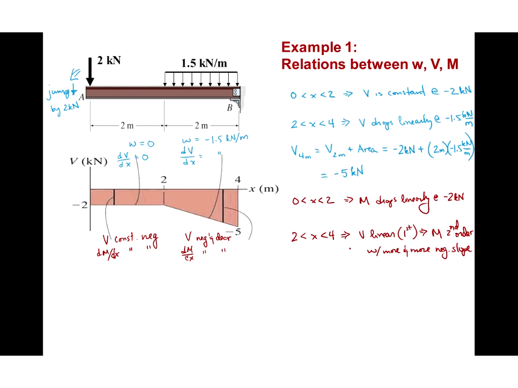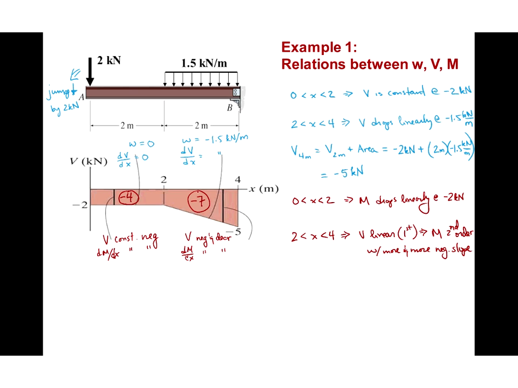And in fact, we can also figure out from the areas, if we look at the shear force diagram, we see that the area of this first section is just -2 times 2, or -4 kilonewton meters. And in the second section, it's a width of 2, and this is a trapezoid, so it's the average of the two heights, which would be -2 and -5. So the average of those would be -3.5 times a width of 2 gives us a total of -7 for the area of that region.